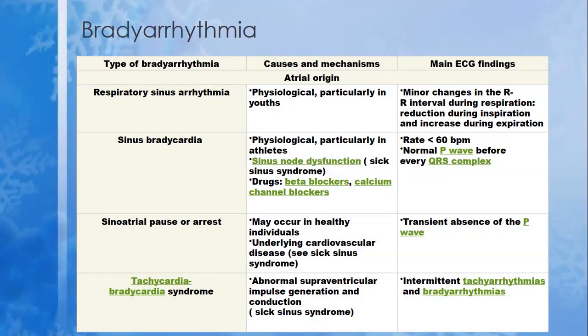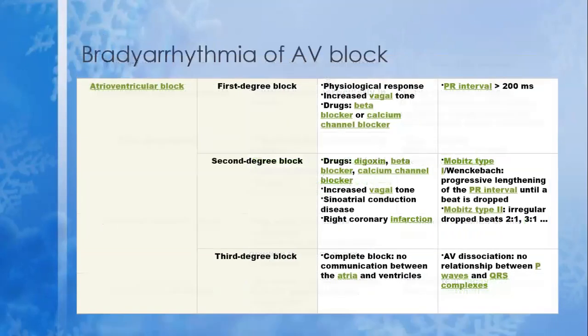Sinoatrial pause or arrest may occur in healthy individuals. Underlying cardiovascular disease, for example sick sinus syndrome, may give rise to this also. Transient absence of P wave occurs. Tachycardia-bradycardia syndrome: here, there is abnormal supraventricular impulse generation and conduction. This is the typical sick sinus syndrome. Here, there is intermittent tachyarrhythmia and bradyarrhythmia.